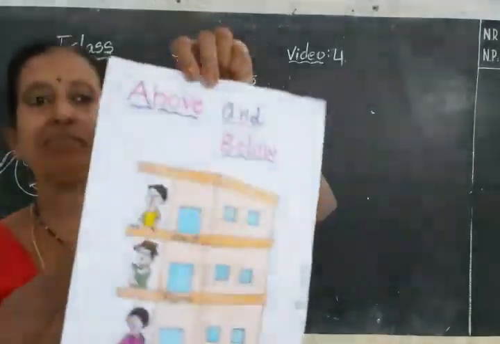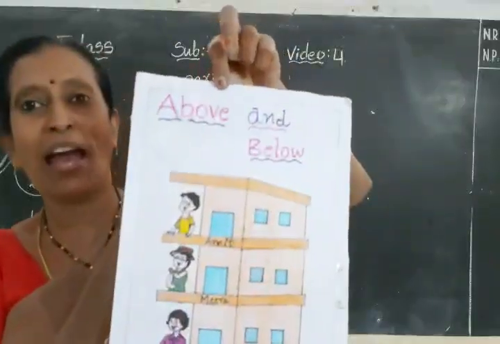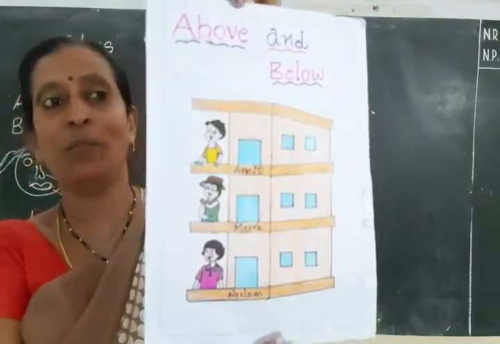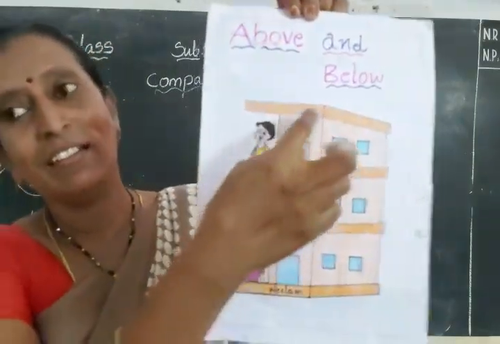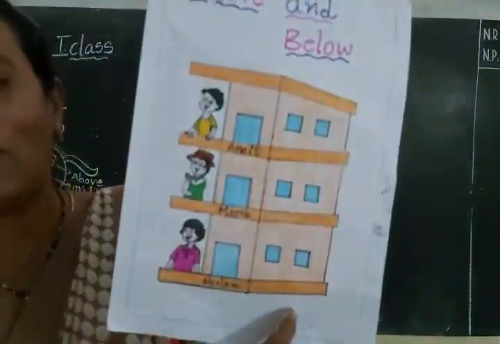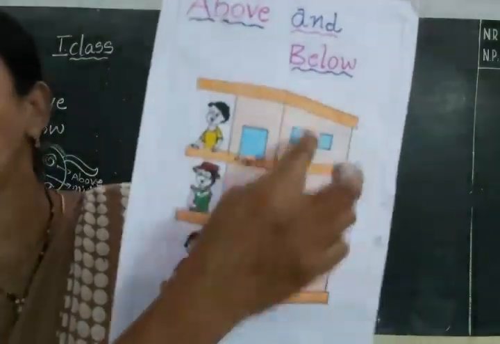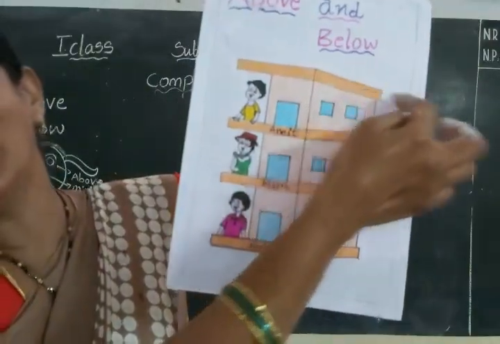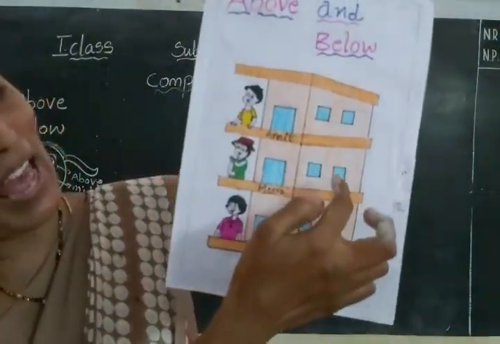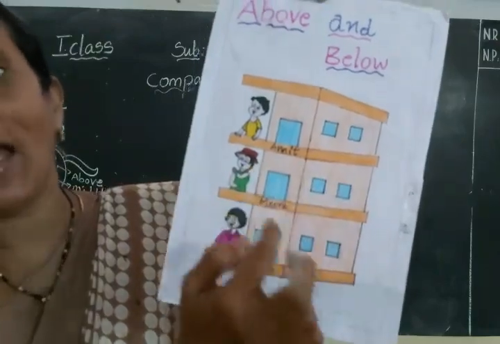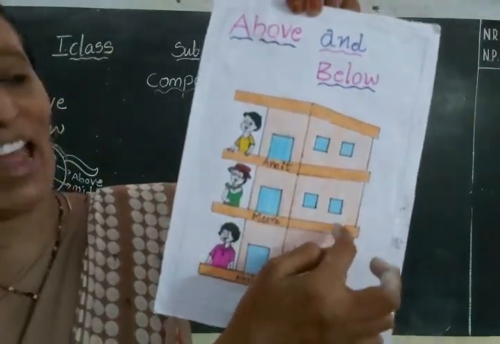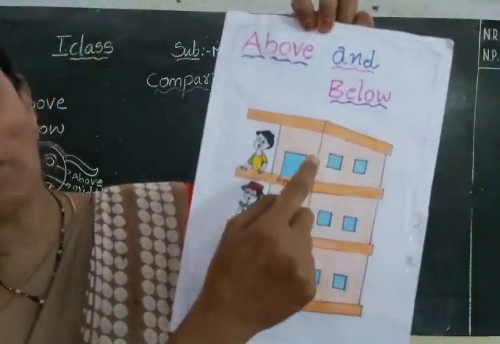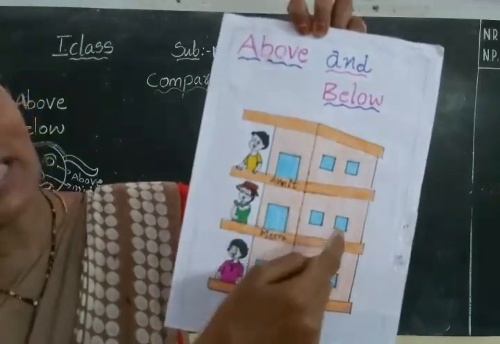See children, here above and below. See them, above and below. Here one apartment is there. No? In this apartment how many flats are there? 3 flats. So this is 1, 2 and 3. In the middle flat, Neelam lives. Who lives in the above flat? Amit. Amit lives in the above flat of Neelam.